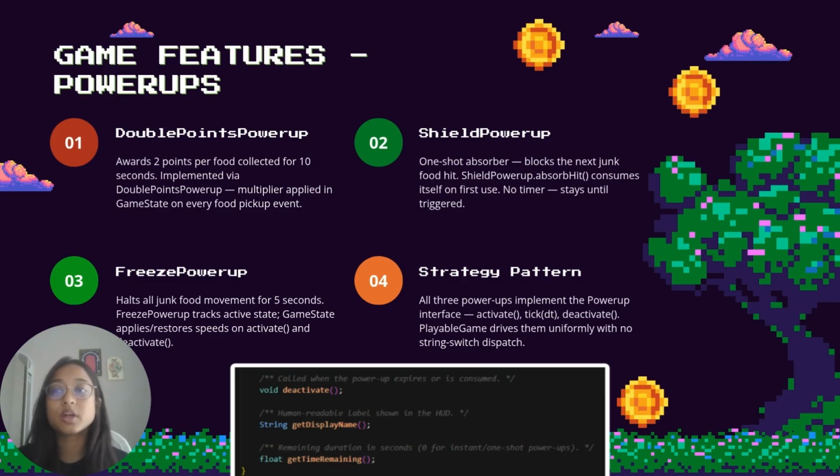Next, I'll explain more about our power-up feature. Our power-ups act as a reward system that helps the players recover or gain an advantage as the game gets more difficult. When players reach certain score milestones, they can choose one of the 3 power-ups. The first is double points.